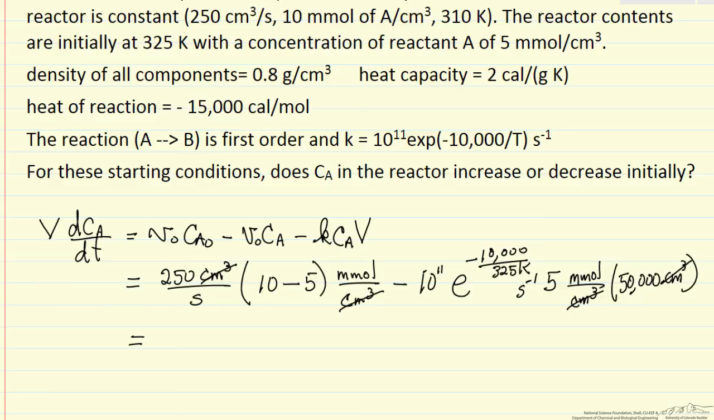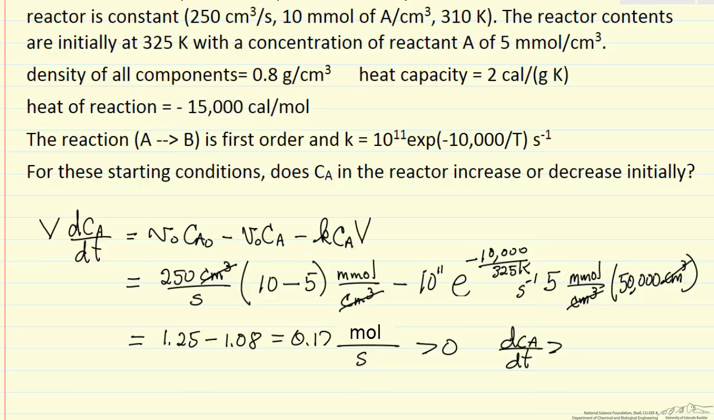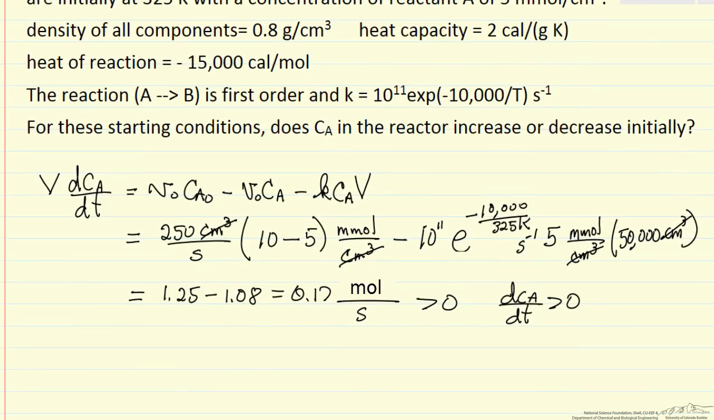So if I calculate these values, 1.25 minus 1.08, 0.17 moles per second, greater than 0. Therefore, the derivative of concentration of A with respect to time is greater than 0. And so the question is, what happens to CA? Does it increase or decrease? This says it increases initially as it approaches steady state.